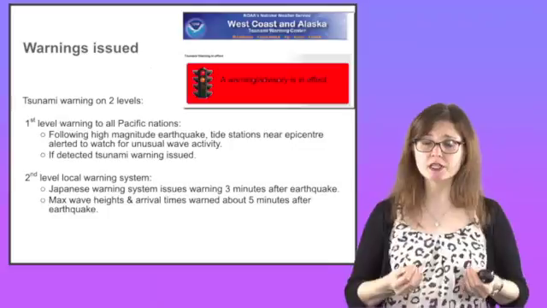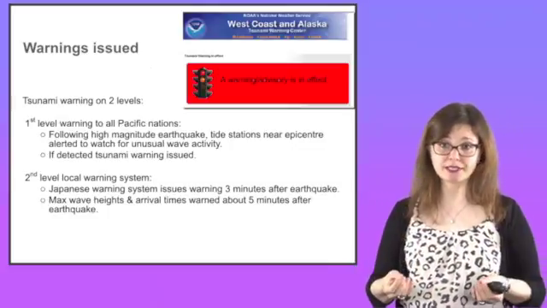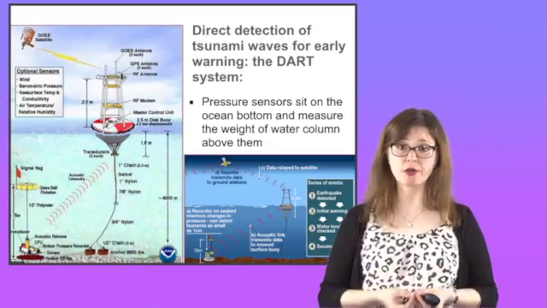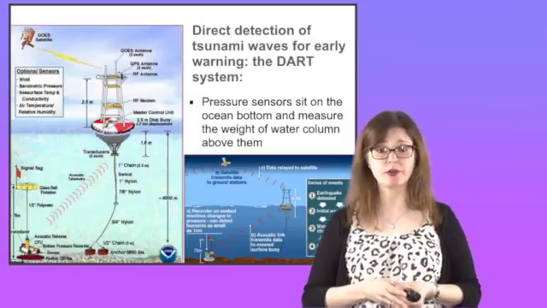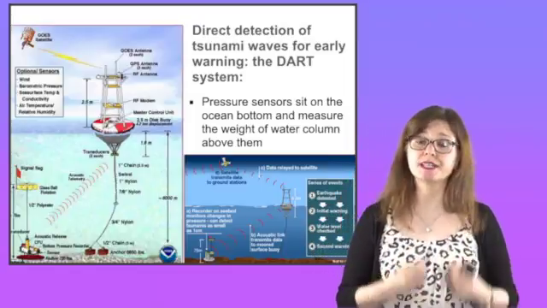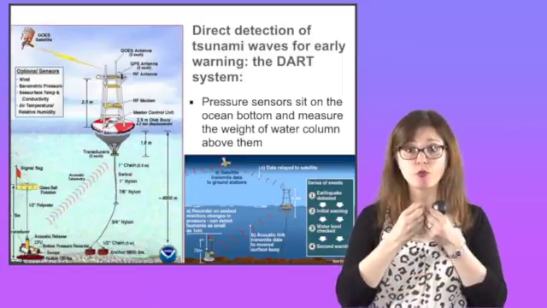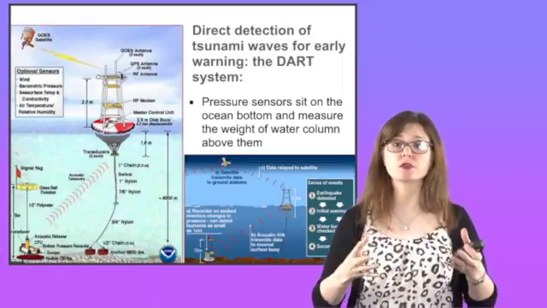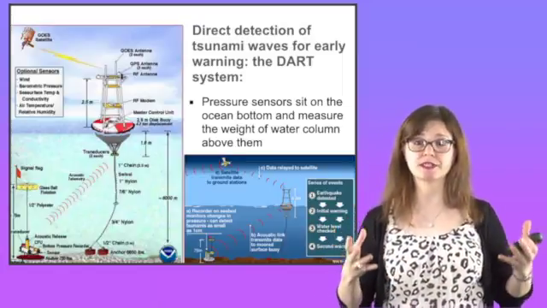Now, one of the key ways we can know that a tsunami has happened is not just by an earthquake, as most tsunamis are generated by an earthquake, but actually through detecting that earthquake and the waves. So what we use quite commonly is a thing called a DART system.